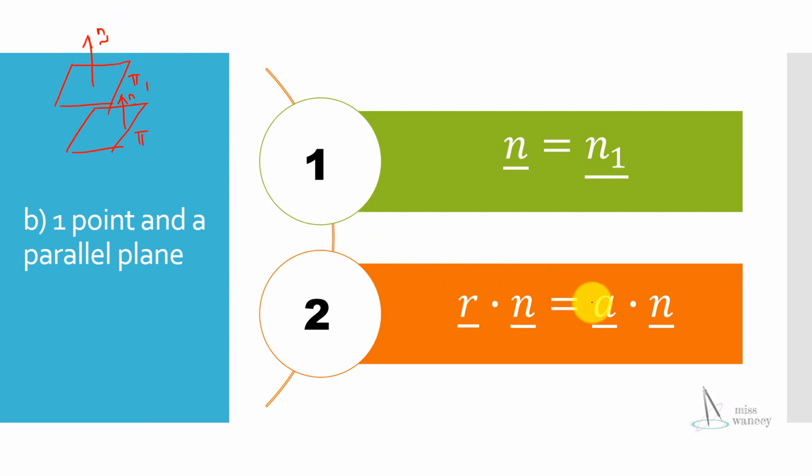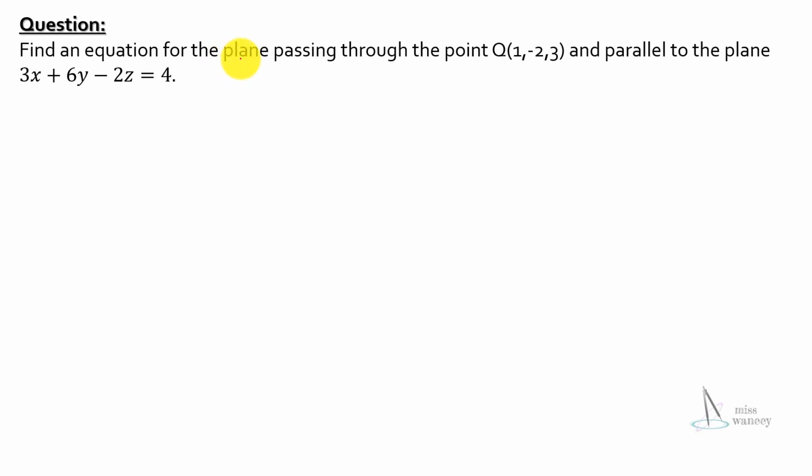And then we can use the formula straight away. Find an equation of the plane passing through the point Q, 1, negative 2, and 3, and it should be parallel to the plane 3x plus 6y minus 2z equal to 4. So firstly, let us take out what is the n first. So the n, you simply take the coefficient of the x, the y, and the z. So the coefficient is 3, 6, negative 2. So that is our n. Meanwhile, for the fixed point, I have the point over there. So 1, negative 2, and 3.